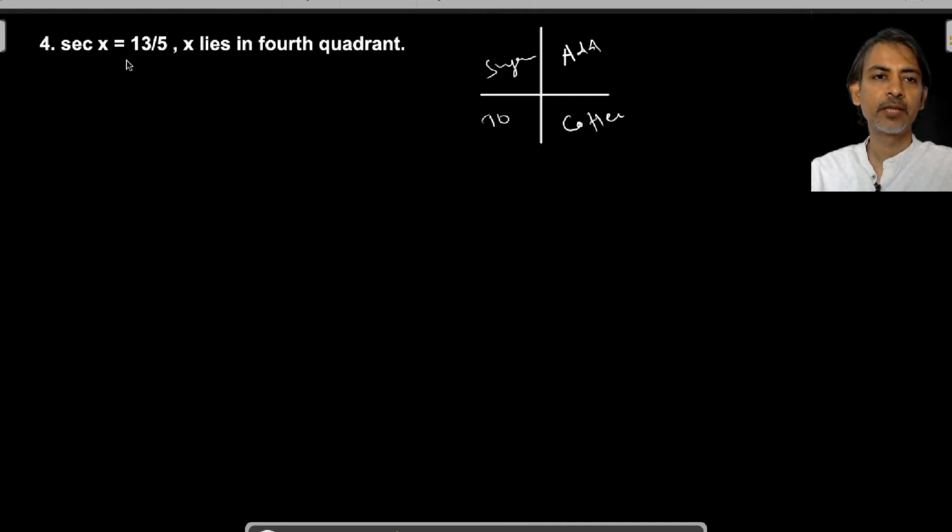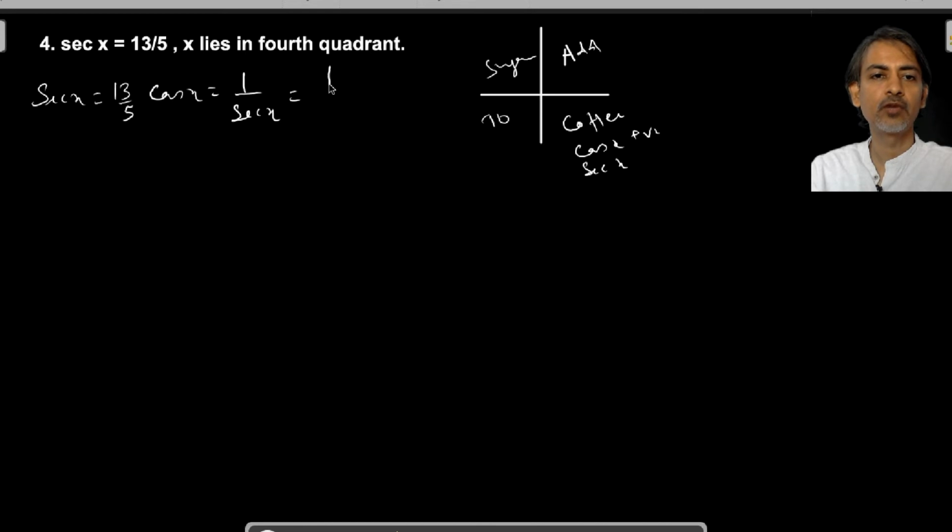So what is happening over here is sec x is in the fourth quadrant. Here cos and sec would be positive, right? So that is why sec x is 13 by 5. Given sec x, we get 13 by 5. So we can get cos x, which is nothing but 1 upon sec x, which will be 1 upon 13 by 5, which will be 5 by 13.